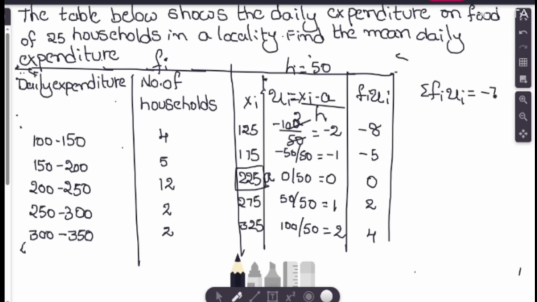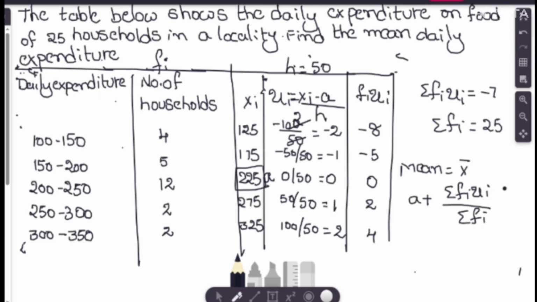Minus 7. Minus 13 plus 6 minus 7. Next, sigma Fi. Sigma Fi how much? 25. Sigma Fi is equal to 25, because we already did it by adding the Fi column. Next formula is the mean by using the step deviation method. Mean is equal to X bar is equal to A plus sigma Fi Ui by sigma Fi into H.